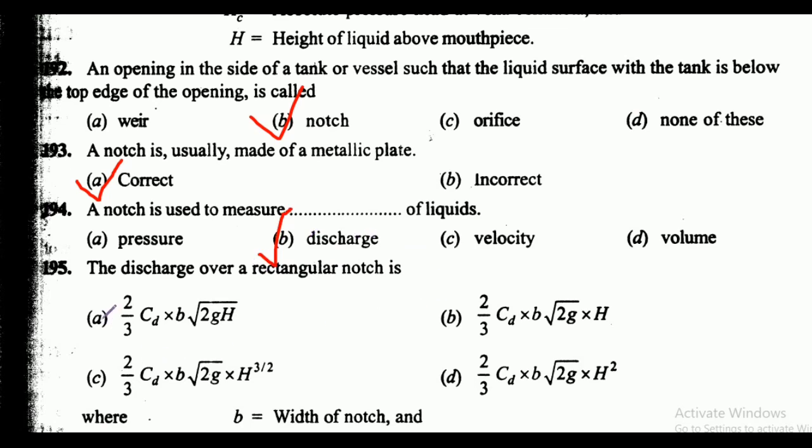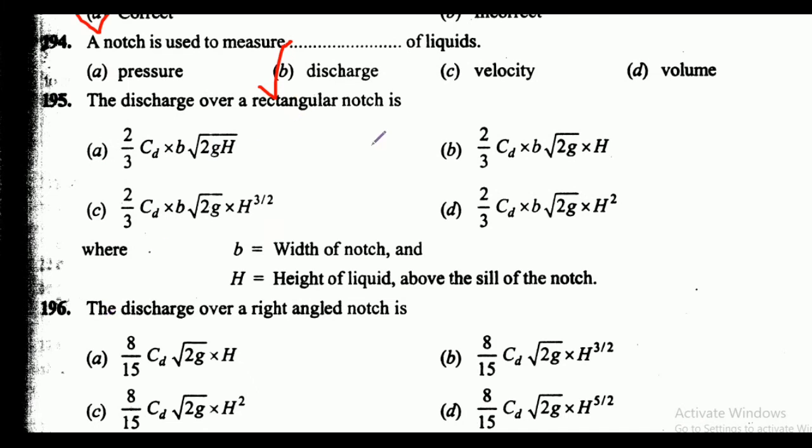Okay. Next is: the discharge over a rectangular notch is, here friends, these are the options, where B is equal to width of notch, H is equal to height of liquid above the sill of the notch. So here, friends, the correct answer is option C, that is 2 upon 3 CD into B under root of 2G into H raised 3 by 2.